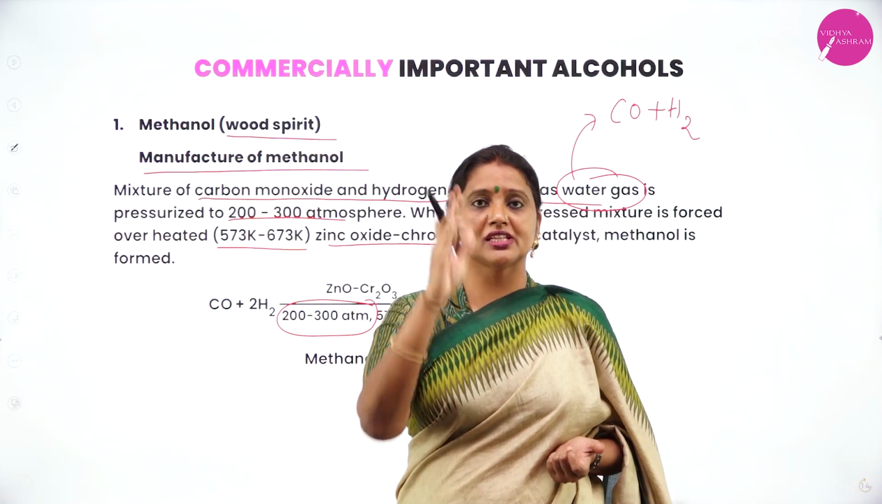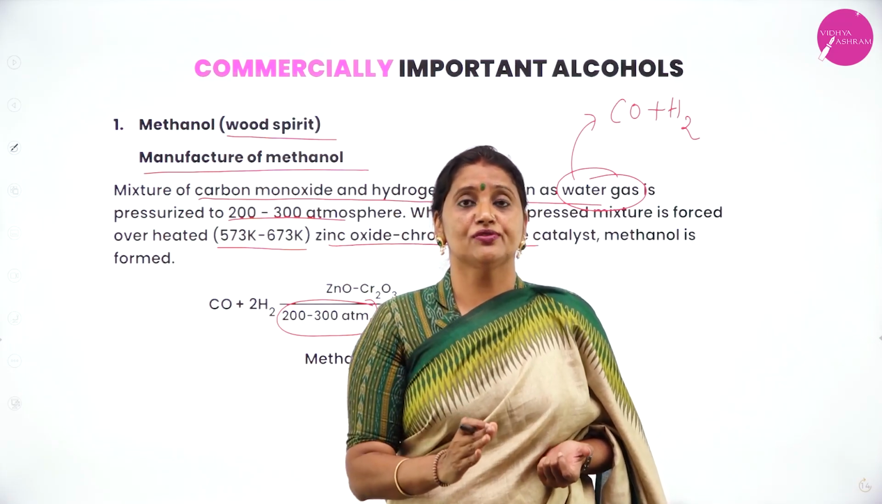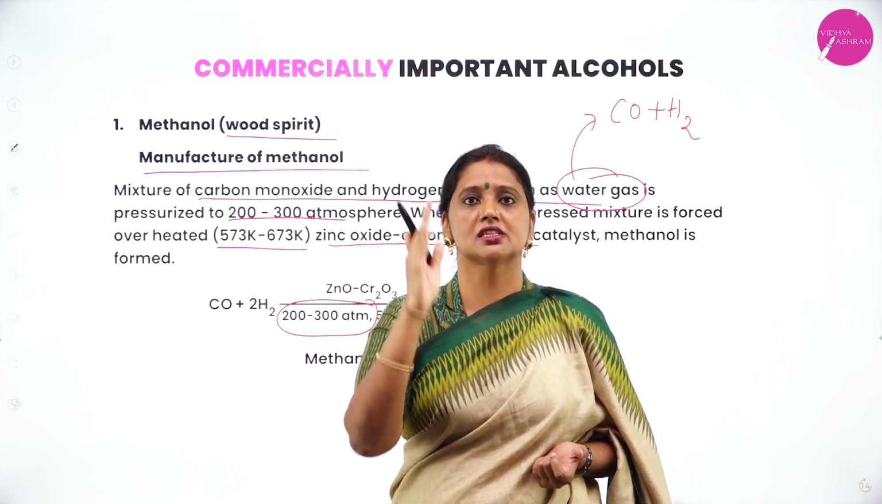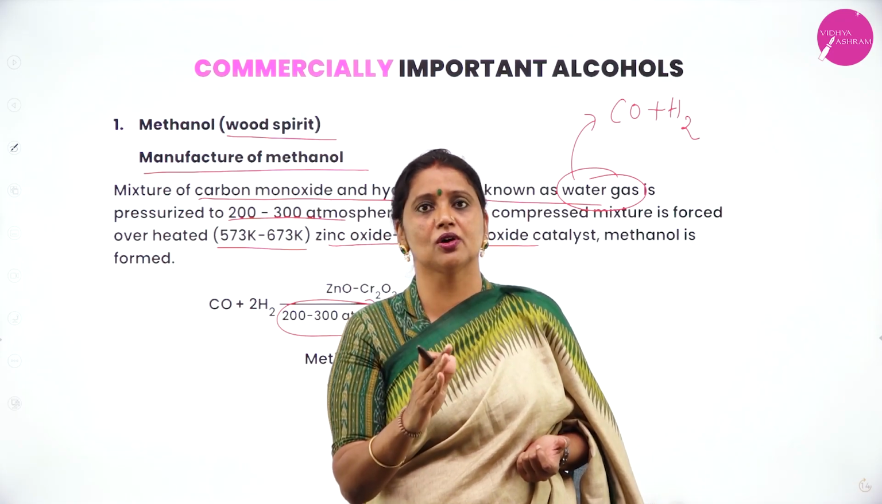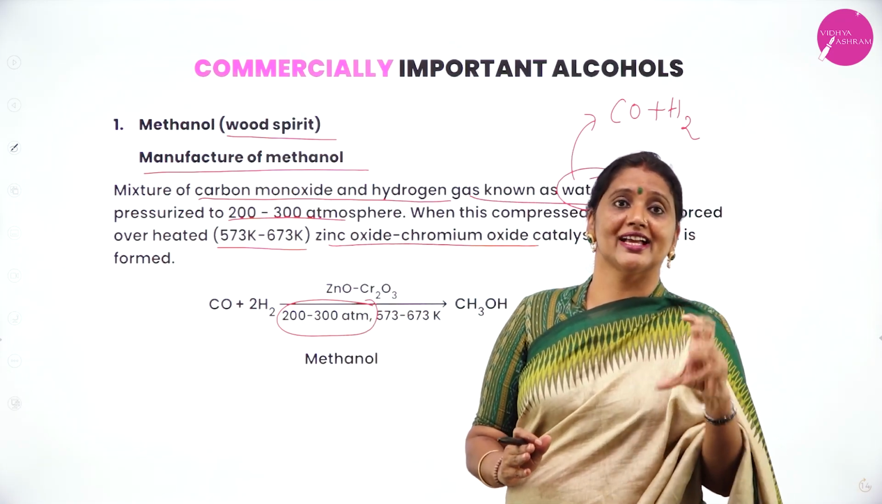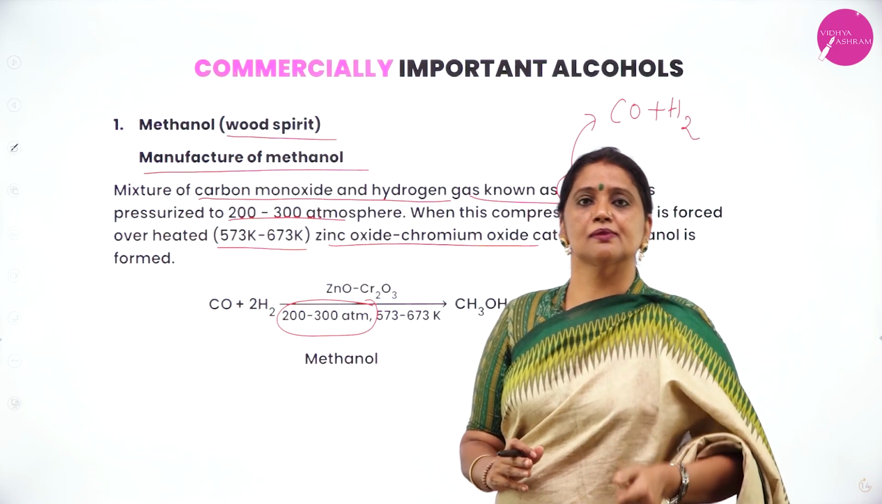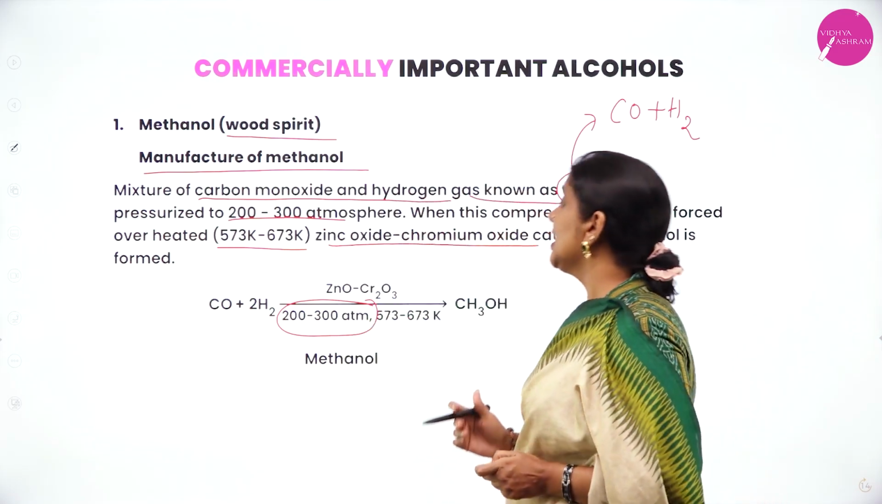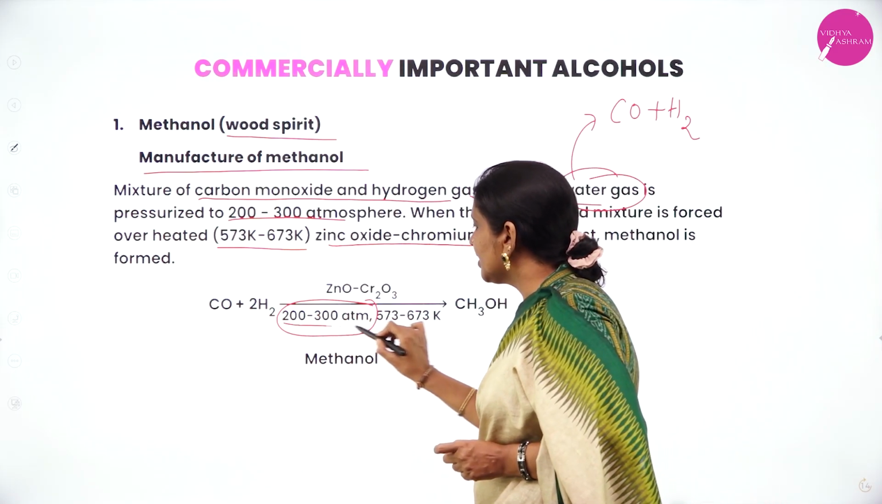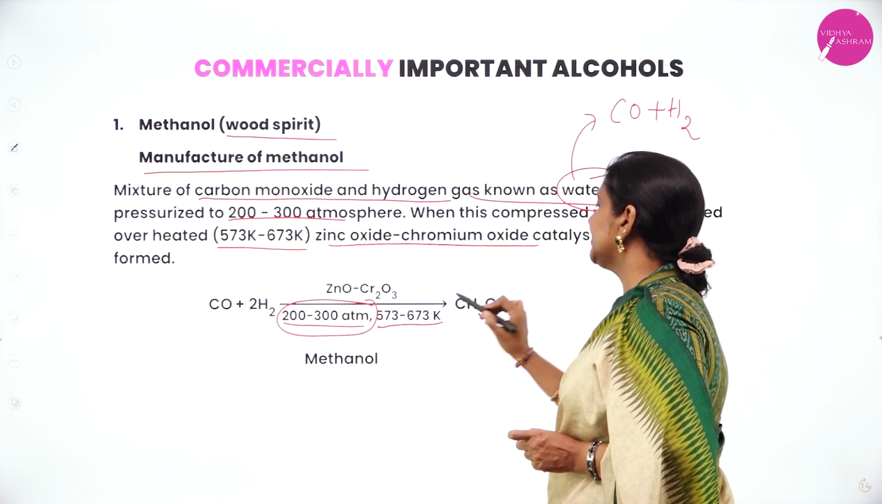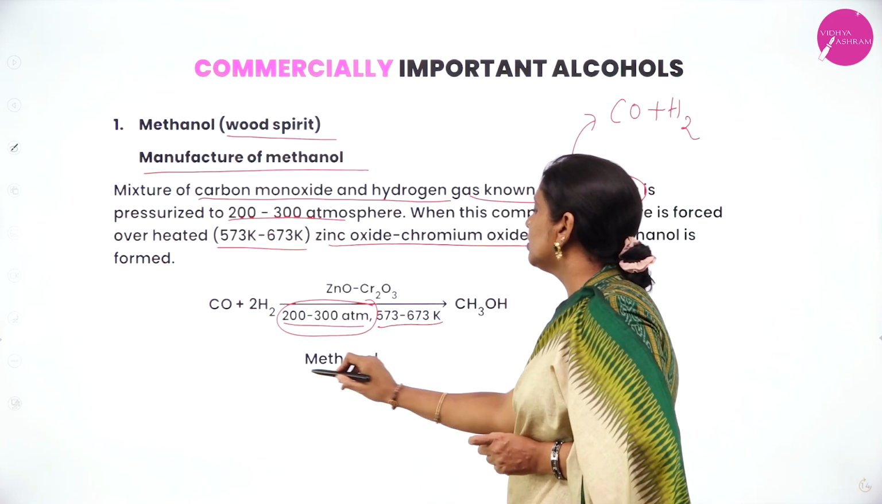What is the catalyst used in the manufacture of methanol? The catalyst used is a mixture of zinc oxide and chromic oxide, and we use water gas, a mixture of carbon monoxide and hydrogen. It is compressed to 200-300 atmosphere, 573 to 673 Kelvin. You will get methanol.